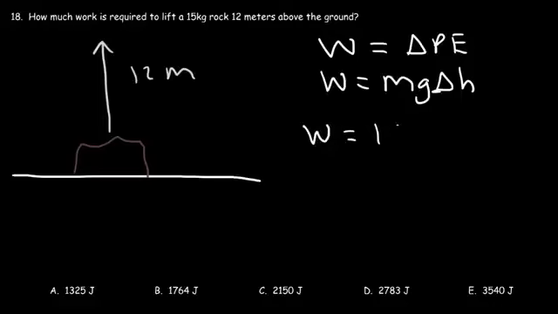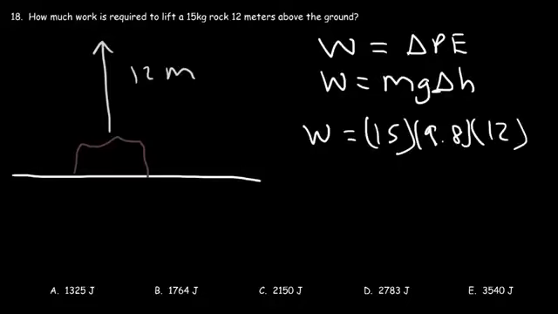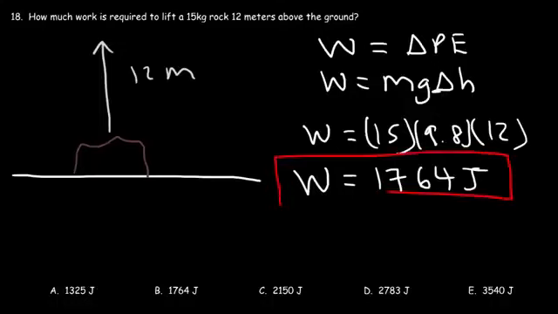So the mass is 15 kilograms, g is 9.8, and the change in height is 12 meters. So it's simply 15 times 9.8 times 12. And so the work required is 1,764 joules. So that's all you got to do for this problem. So B is the right answer.